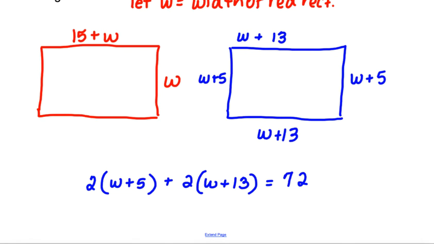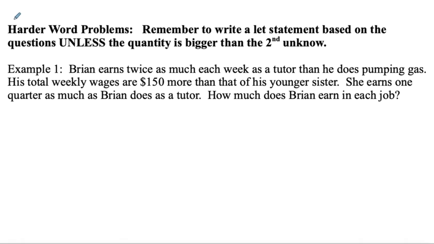All right, so let's go on to some harder problems, okay? So these are where there's a lot going on. There might be two things. You're not really sure what to go with.